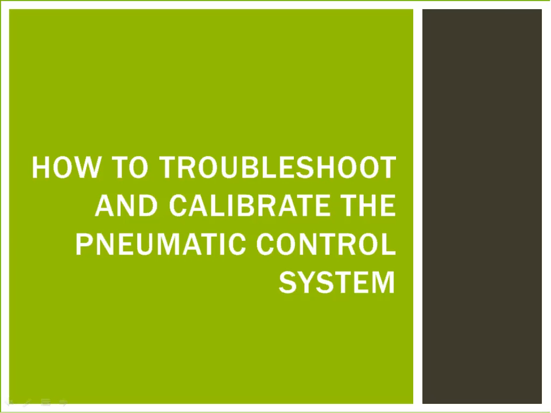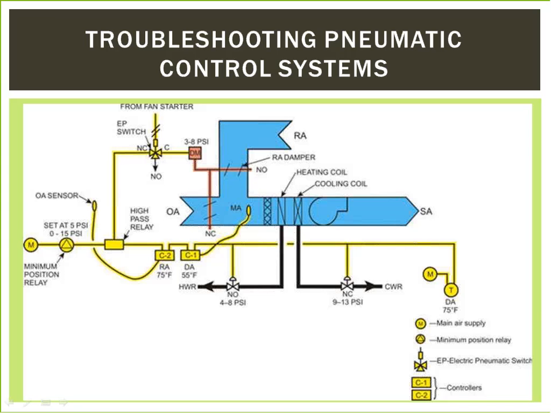The next section we will cover is how to troubleshoot and calibrate the pneumatic control system. Pneumatic control systems use air that is provided by an industrial air compressor to ultimately control actuators that in turn control temperature and airflow. Necessary air pressure varies depending on the system.